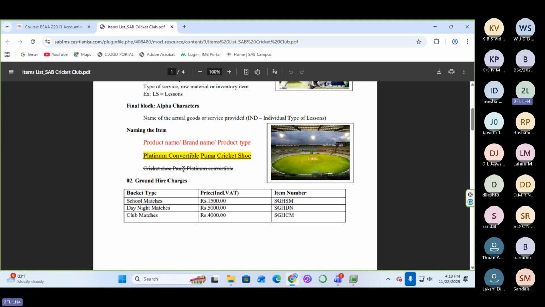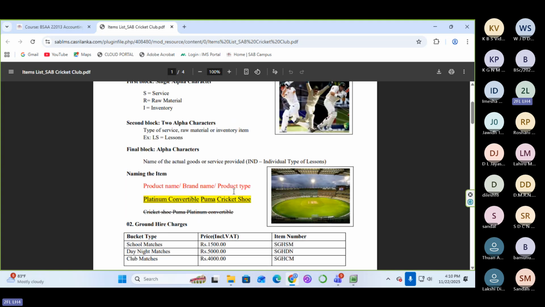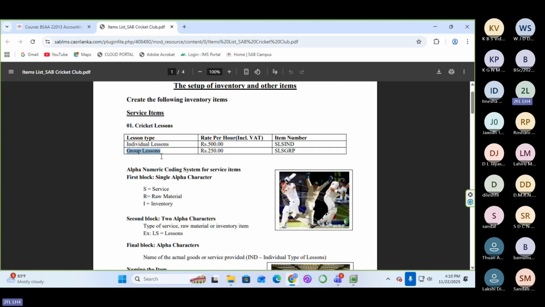For creating a service item, there was another thing I didn't want to highlight, but you have noticed when you are naming the item here, even in lessons, right? I want everyone to focus now. Okay. I want all of you to focus now here because this is an important fact.